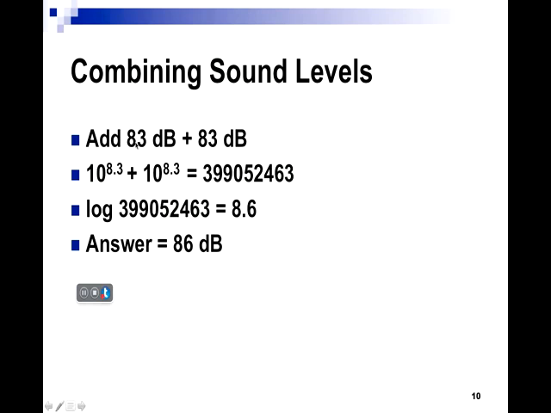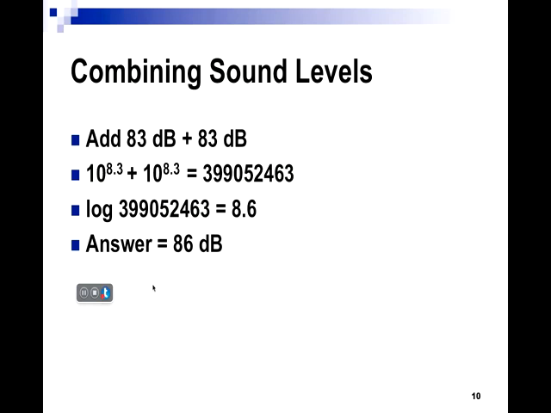Dividing 83 by 10, you get 8.3. So you take 10 to the 8.3 plus 10 to the 8.3, which is equal to that large number there of 399,052,463. You would take the log of that number and get 8.6, and then multiply that by 10, and therefore the answer would be 86.